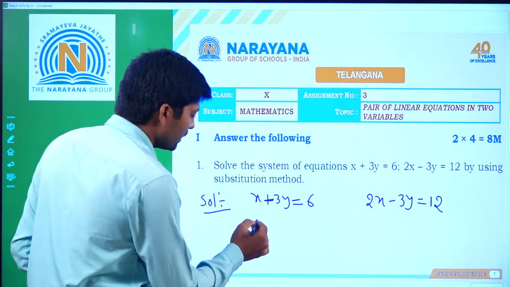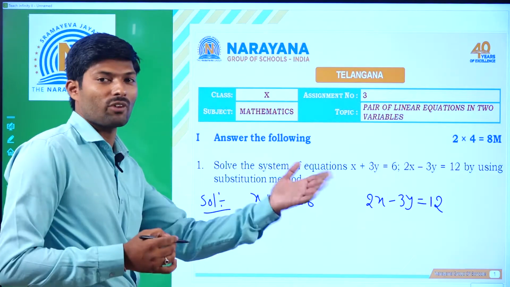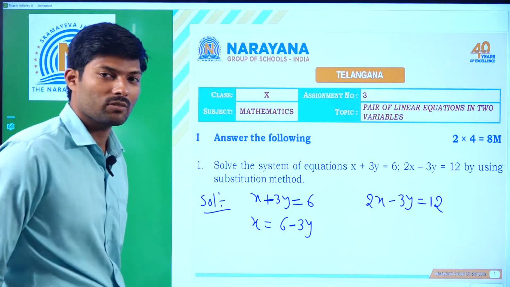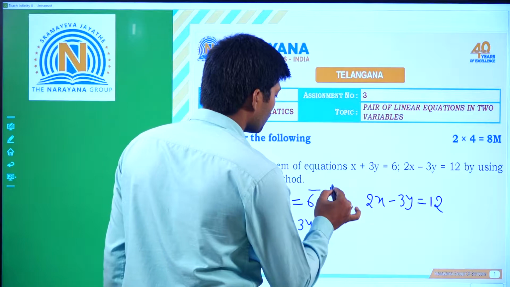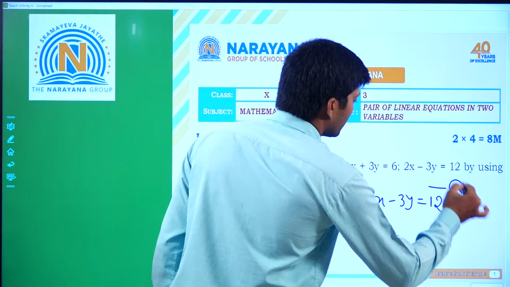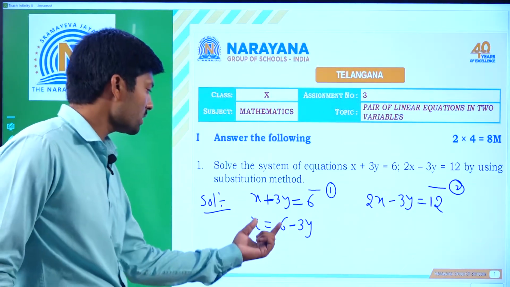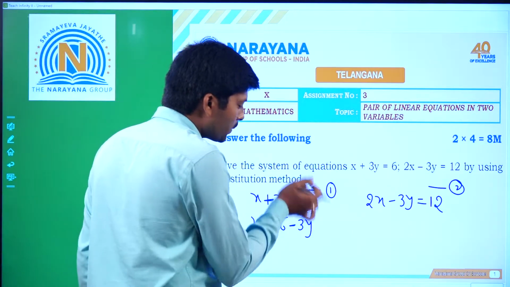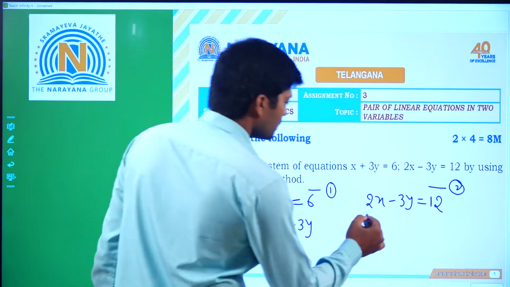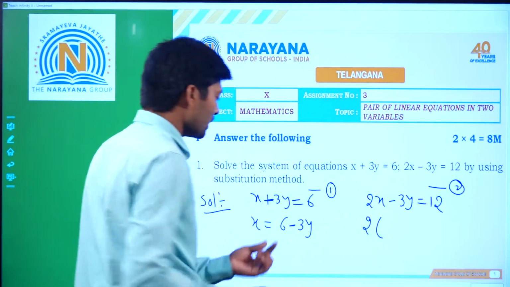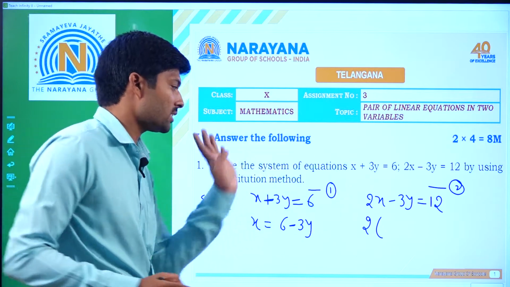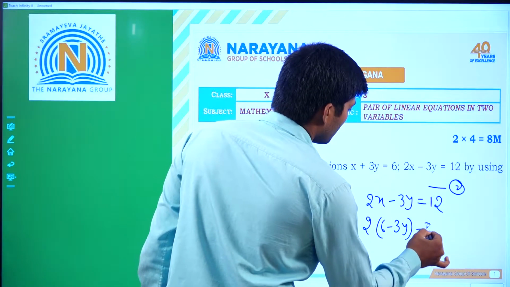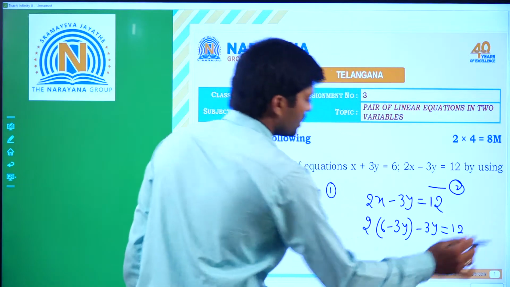I can take the x value, find x in terms of y. So, it will become 6 minus 3y. Let us consider the first line as the first equation and the next line as the second equation. From the first equation, x is equal to 6 minus 3y. Now, substitute x is equal to 6 minus 3y in the second equation, that is 2 into 6 minus 3y minus 3y is equal to 12.